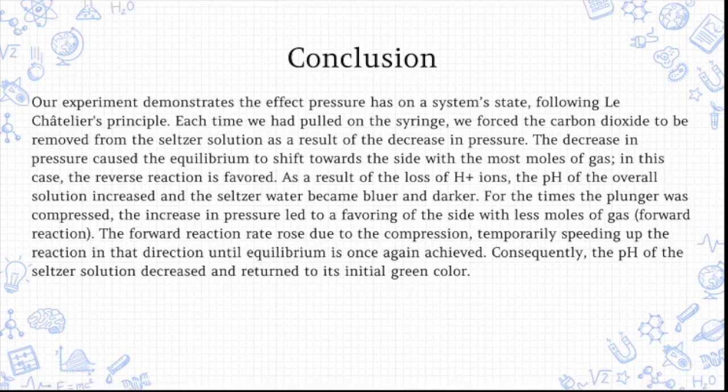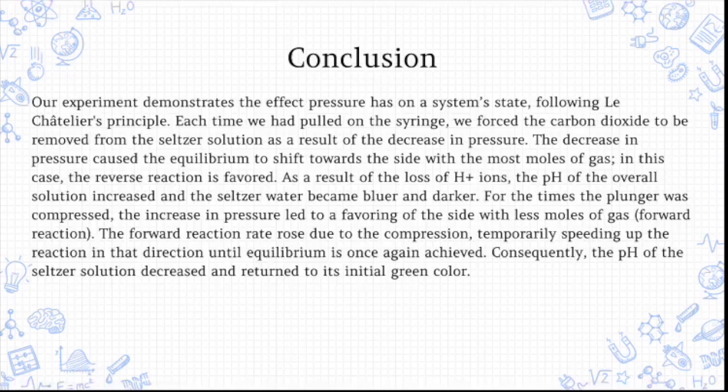Our experiment demonstrates the effect pressure has on a system's state, following Le Châtelier's principle. Each time we pulled on the syringe, we forced the carbon dioxide to be removed from the seltzer solution as a result of the decrease in pressure. The decrease in pressure caused the equilibrium to shift towards the side with the most moles of gas. In this case, the reverse reaction is favored. As a result of the loss of hydrogen ions, the pH of the overall solution increased, and the seltzer water became bluer and darker.